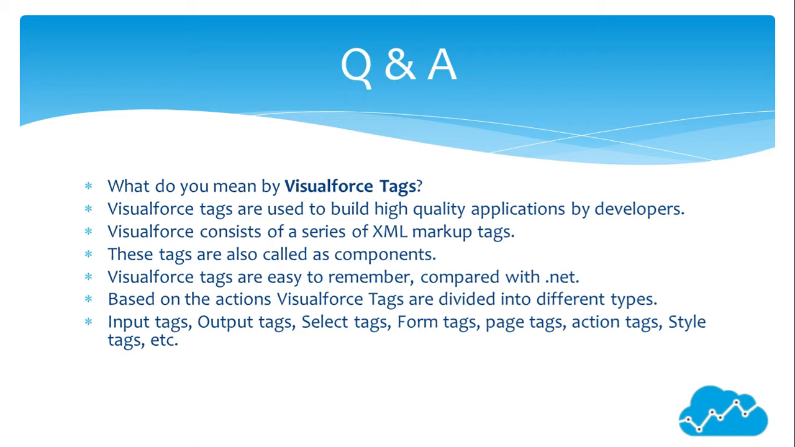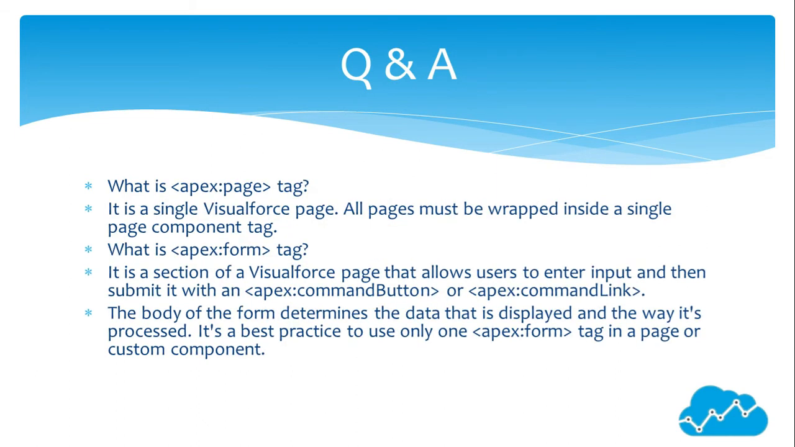Based on the actions, Visual Force tags are divided into different types: input tags, output tags, select tags, form tags, page tags, action tags, style tags, etc. What is Apex page tag? It is a single Visual Force page. All pages must be wrapped inside a single page component tag.